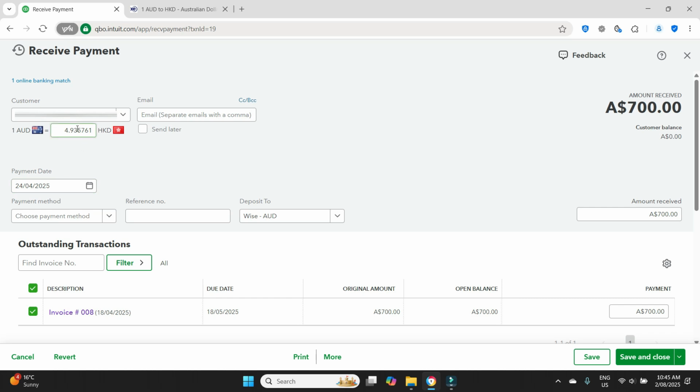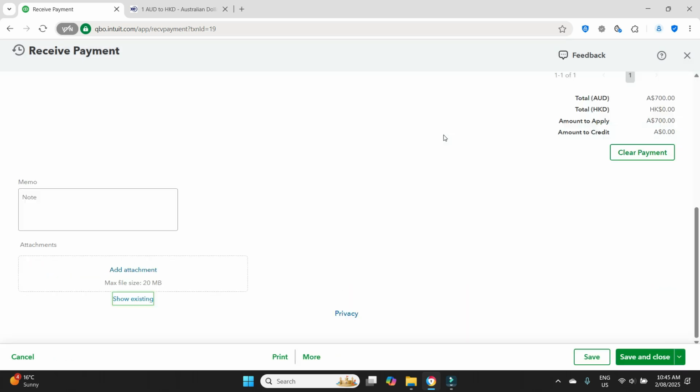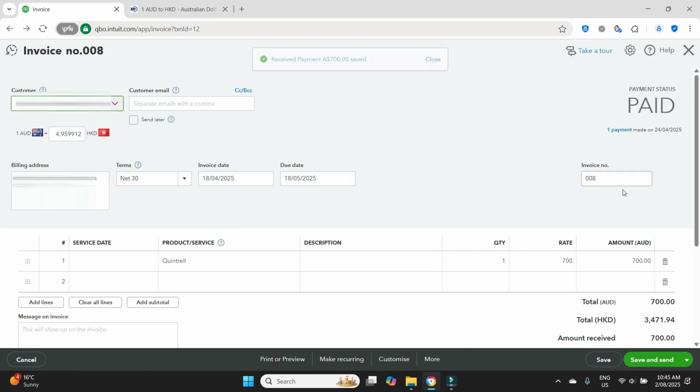The exchange rate is slightly changed on the day of the 24th, but it has still put in the right rate there. So it's not 1-to-1 anymore, it's about 1-to-5, which is what it should be. And then I can click save and close. So now when you run a balance sheet, this particular sale, instead of showing as Hong Kong dollars 700, is going to show as Hong Kong dollars 3471, which is what it should be doing.